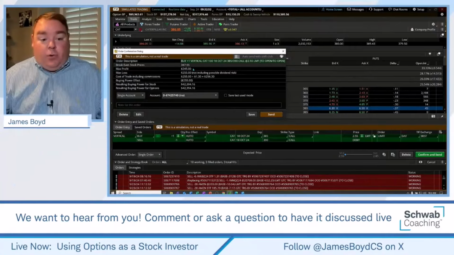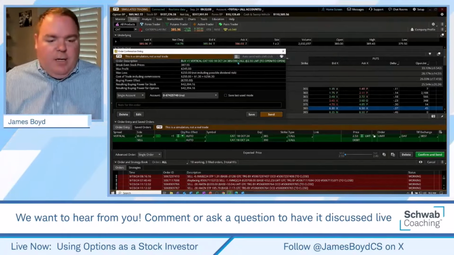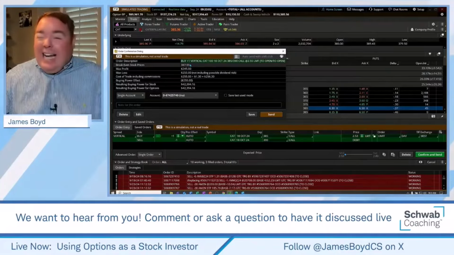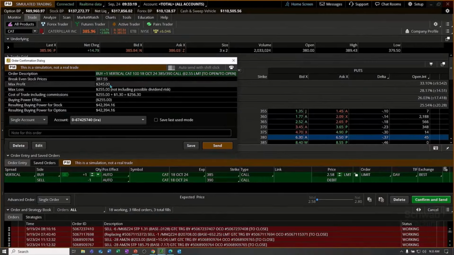The way we make $245 given this vertical is we need to be above both strikes. So this is break even. That is not maximum gain. Maximum gain is only achieved if the stock is above the 390 price. So the stock has to move up more just to make that maximum gain. So, break even and maximum gain. Maximum profit is achieved if the stock is above 390. Maximum loss is achieved if the stock is below the 385. So to get this bigger gain, you need the stock to move.